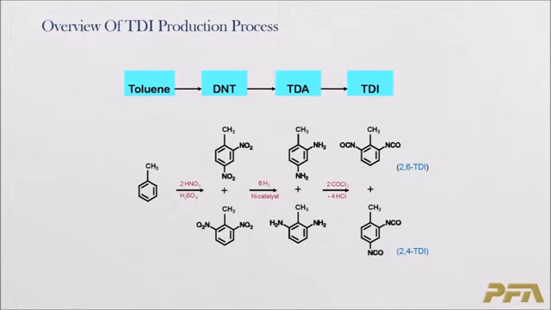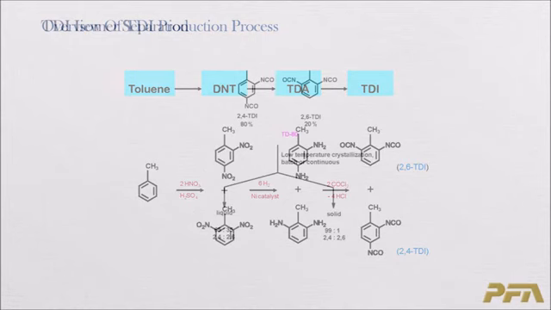So TDI is made by starting out with toluene. You then do a dinitration, then a reduction of the nitro groups to the diamine, and then a phosgenation to produce the 2,6 and the 2,4 TDI isomers. So that ratio of the two really comes from that first dinitration step, and is directed by that methyl group in there. So during that synthesis, you always get an 80-20 ratio of the 2,4 to the 2,6.